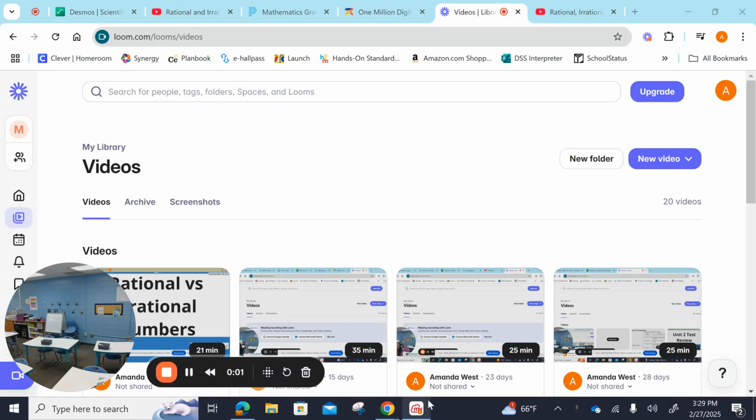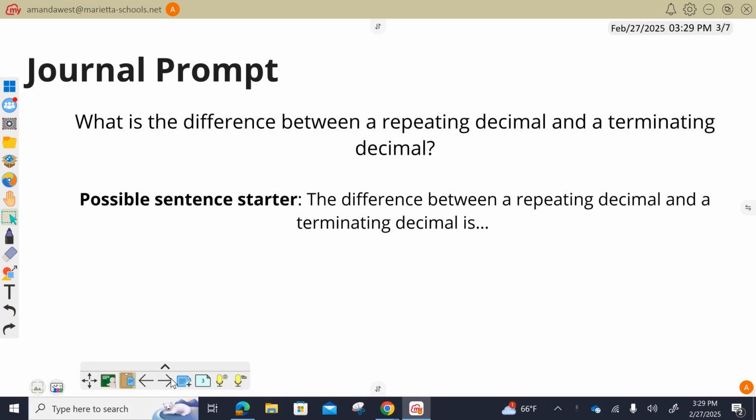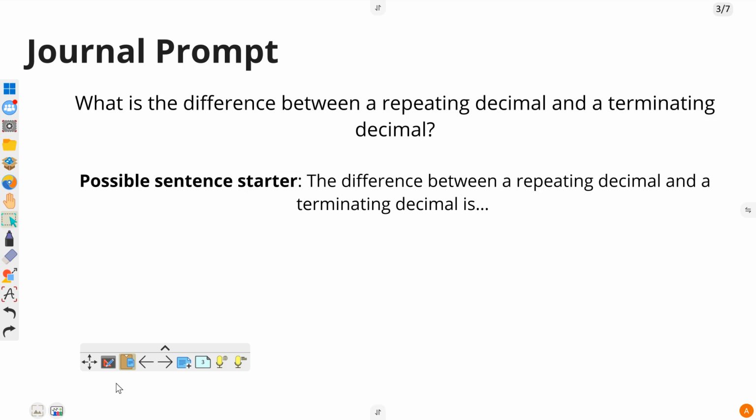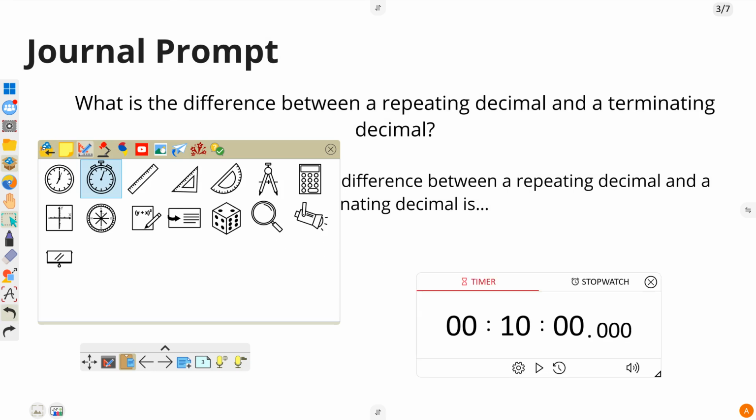So today we are going to continue what we've been talking about. Your journal for today is to tell me what is the difference between a repeating decimal and a terminating decimal. We talked about this yesterday, so you should have examples of both of these in your notes.